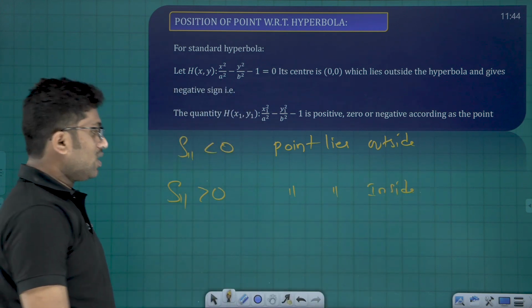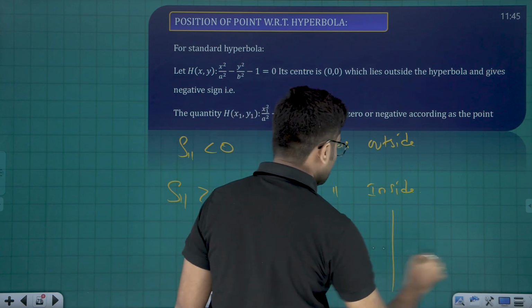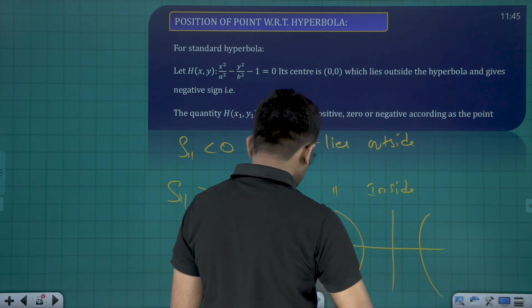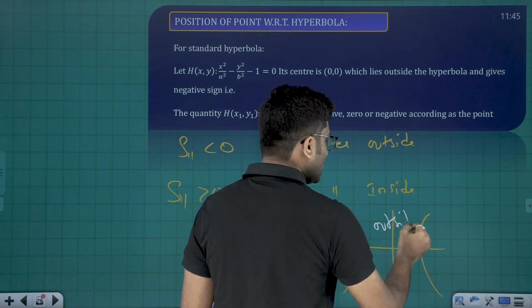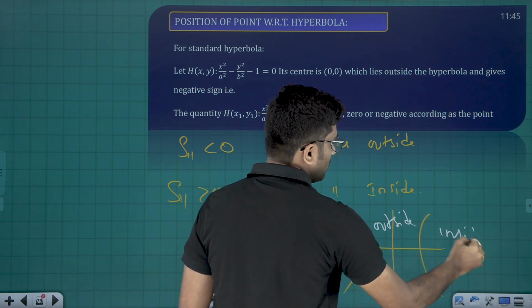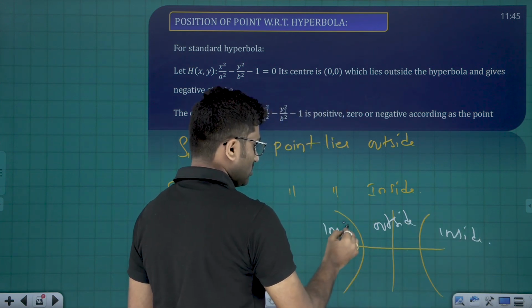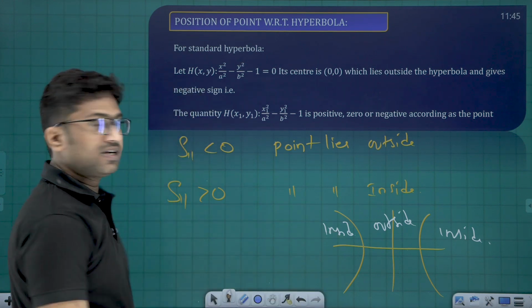Because for a hyperbola, this region is the outside region. This is the outside region and this is the inside region. Outside, inside.